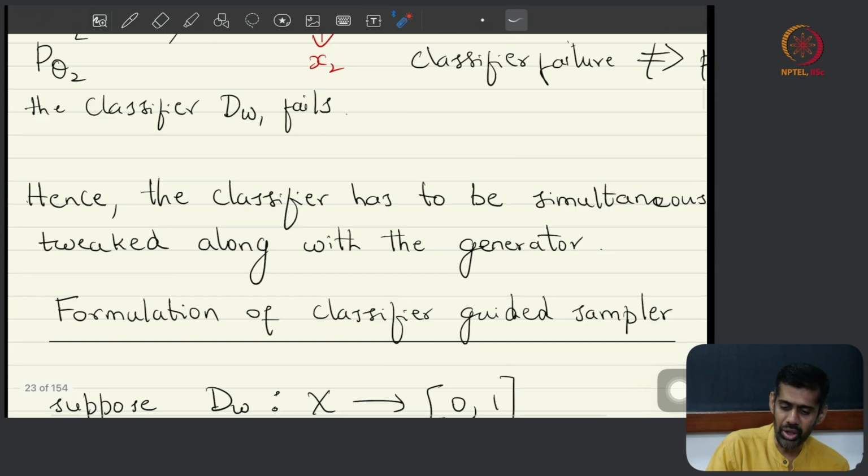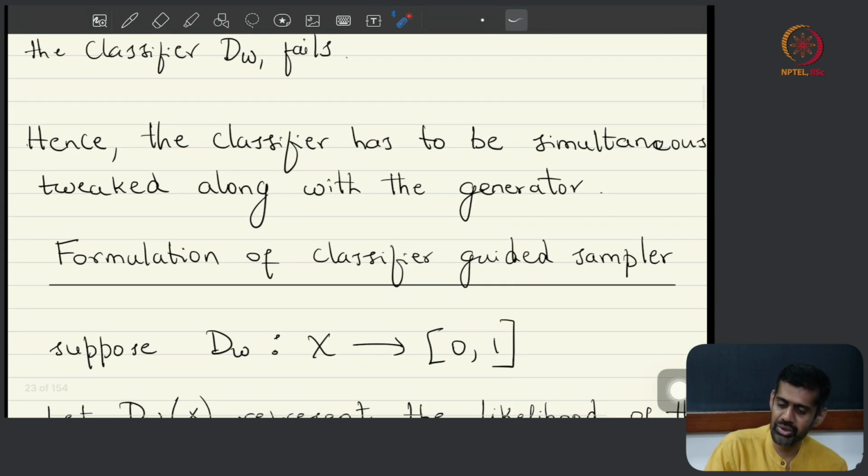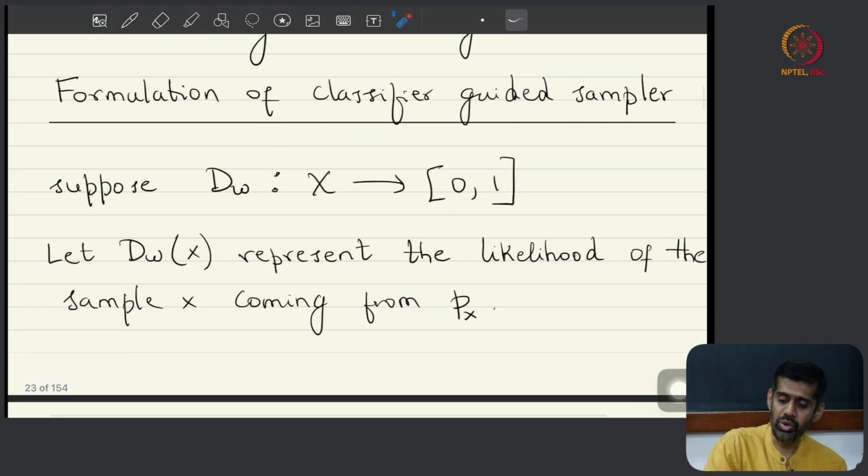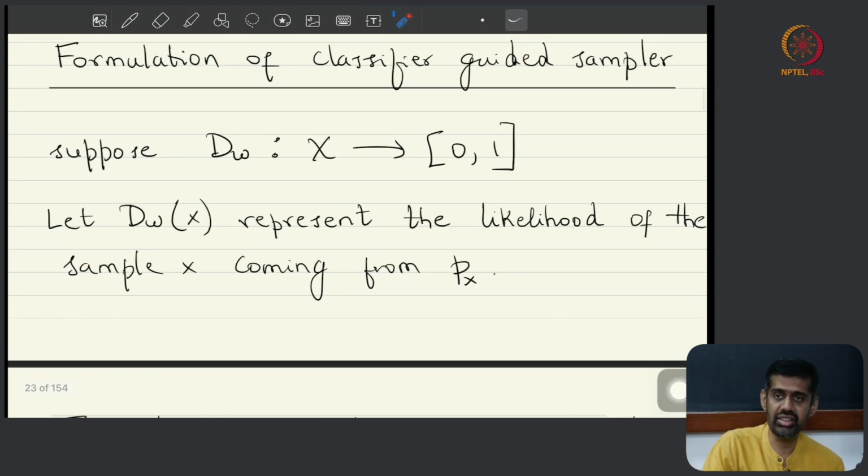Okay. So now how do we construct this? Hence the classifier has to simultaneously tweak along with the generator. That is the very exact question that he asked, right? We don't have the classifier to begin with, and also making the classifier fail for a particular choice of theta is not enough to make px equal to p theta. So we have to keep alternating between these two. Make sense? So how do we formulate this mathematically?